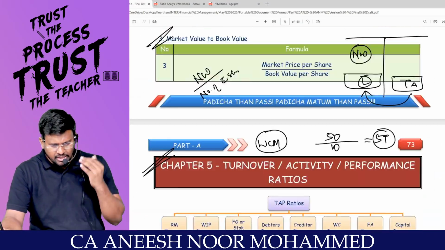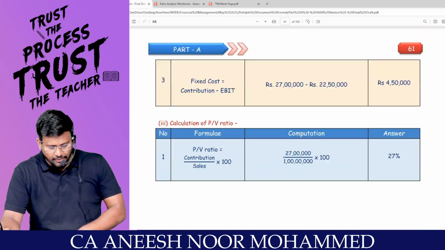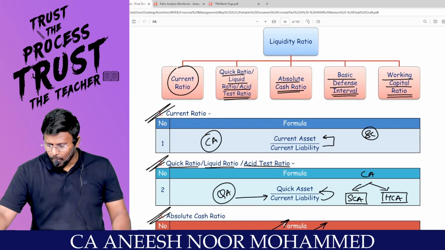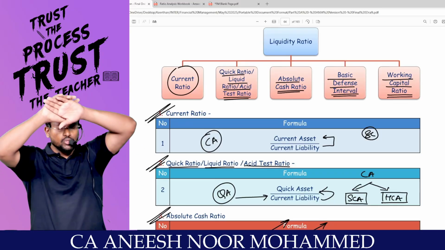Within 5 minutes, I don't want the ratios, I want their analysis. 5 to 7 minutes. Can we quickly do it? Come on, man. Sir, I will say a ratio. I don't want current assets divided by current liabilities by heart. You say what it is.